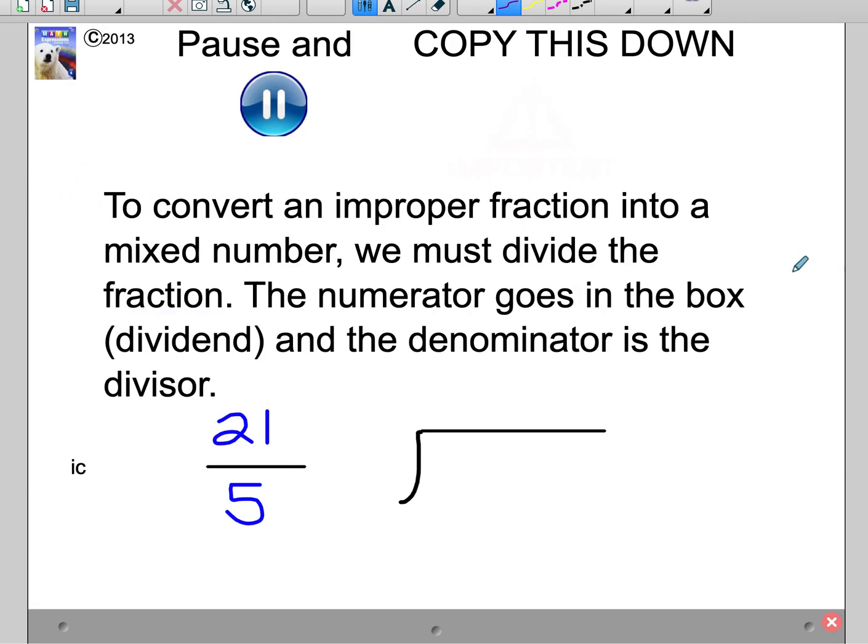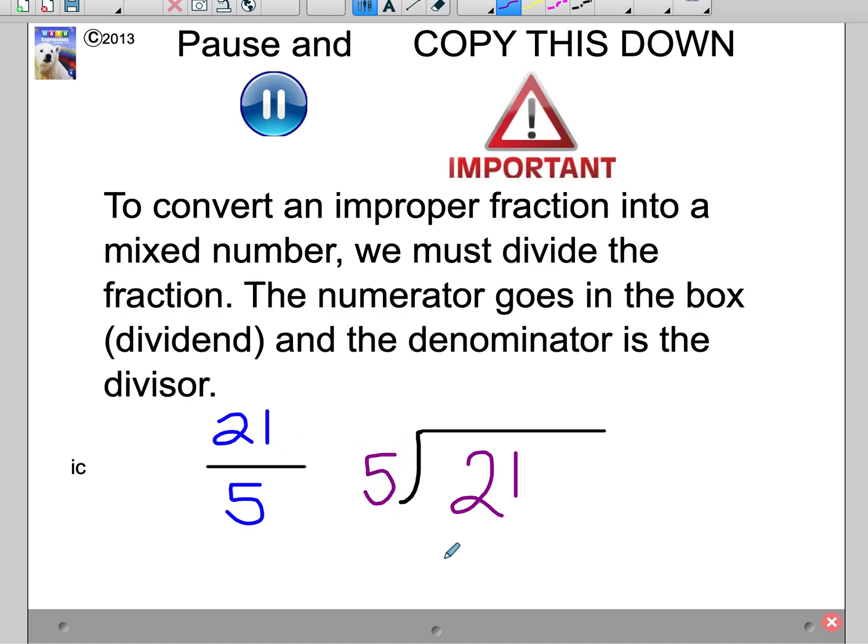This is really important. So would you please copy this down? When I'm done reading, would you push the pause button and you can finish up? But to convert an improper fraction to a mixed number, we must divide the fraction. The numerator goes in the box. That's the numerator. And then the denominator is the divisor. It's going to do all the work. It's going to go outside the box. So press pause and copy the sentence in your notebook so you know exactly how to do it, and we'll then do it together.